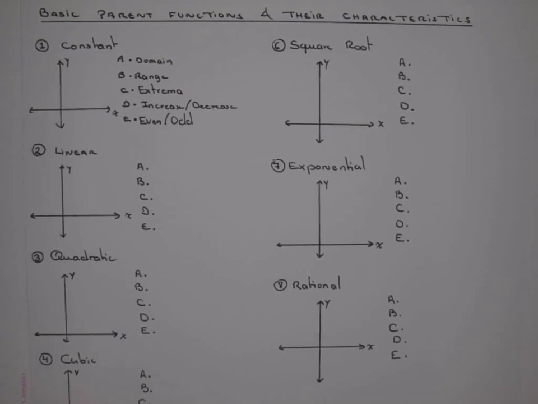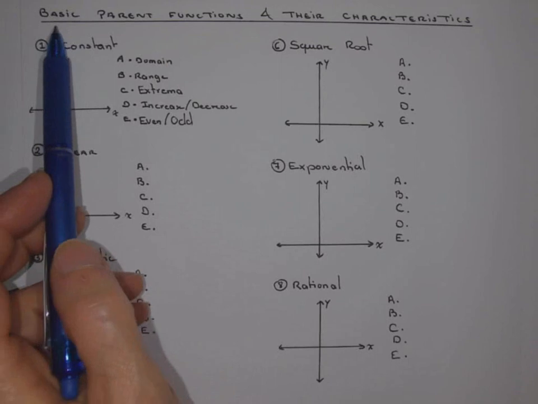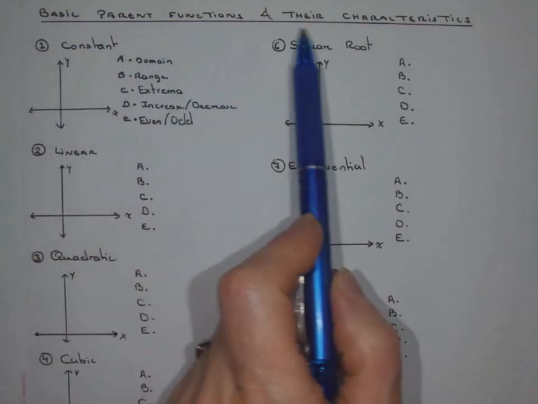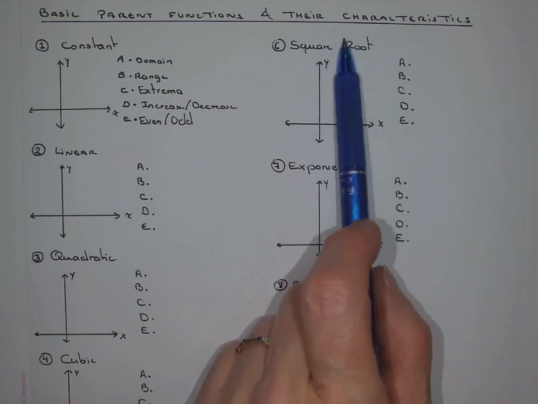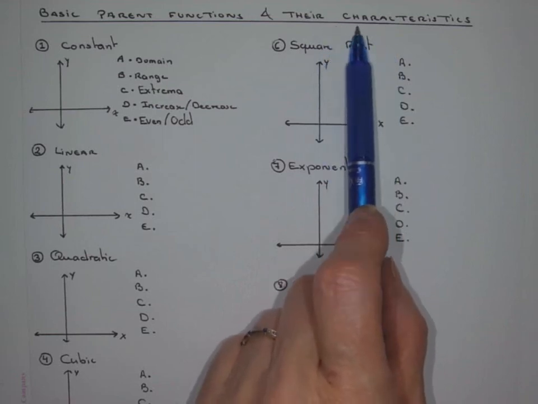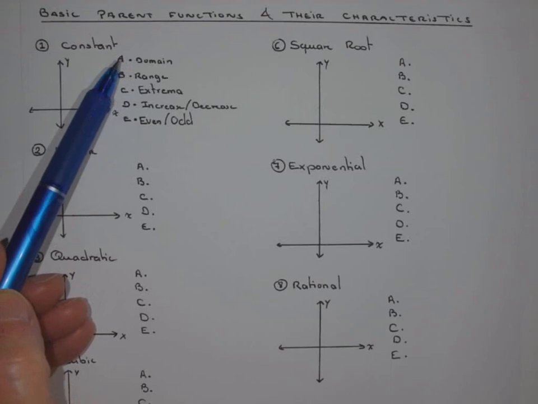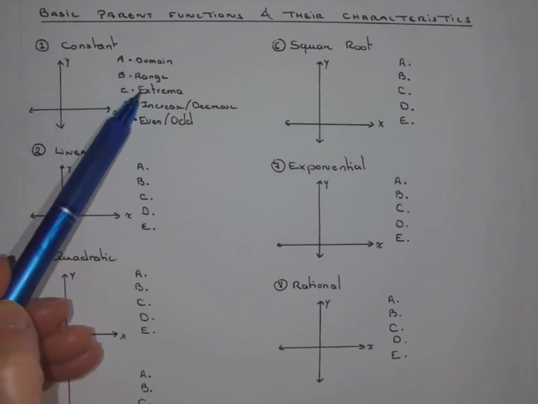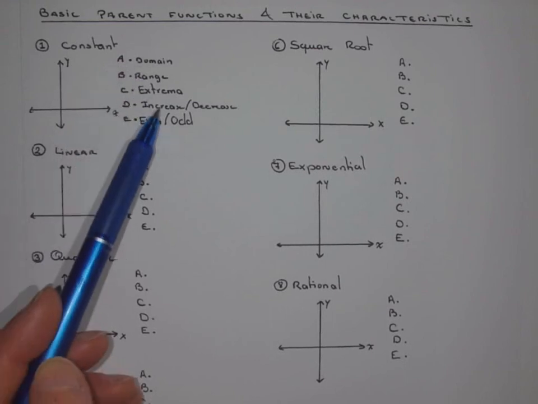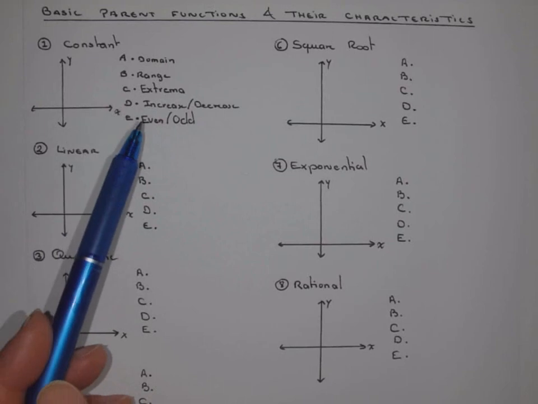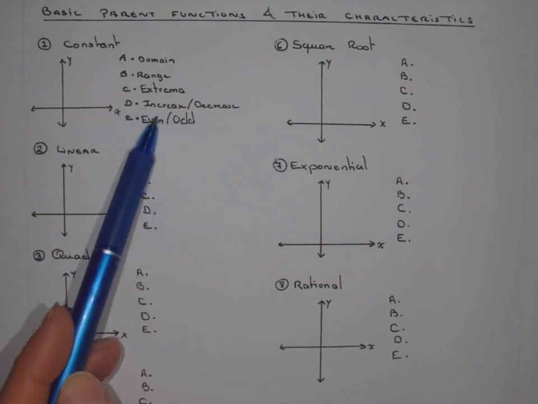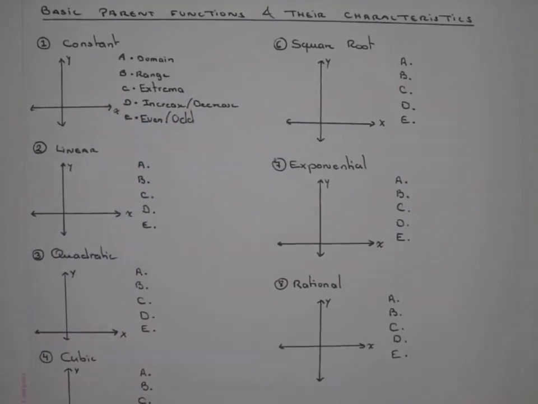Hello everyone. Here is the review on the basic parent functions and their characteristics. Now we are not going to go in detail in all the characteristics, we're just going to look at some of the main ones. That is the domain, the range, the extrema, which will be minimum or maximum, the interval of increase or decrease or neither for that matter, and if this is an odd, an even, or neither function. So those are the main characteristics we're going to look at.